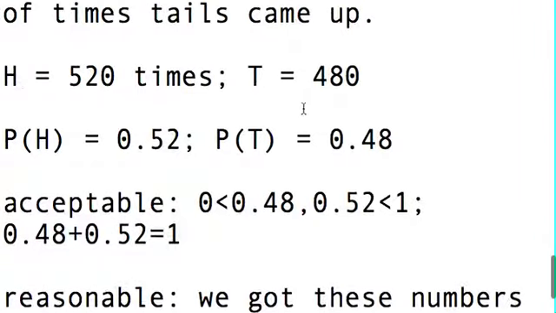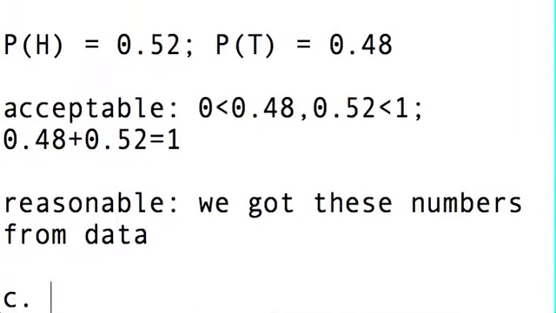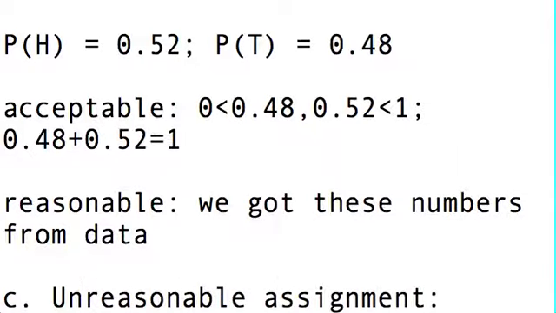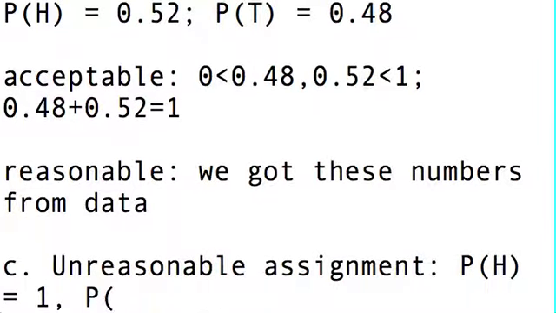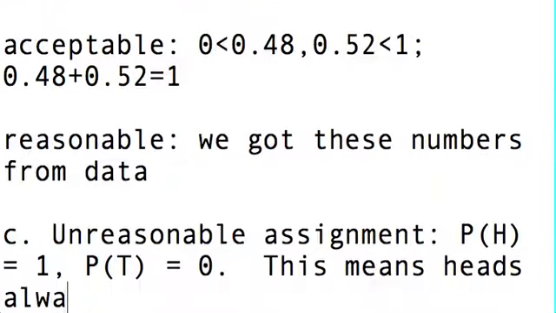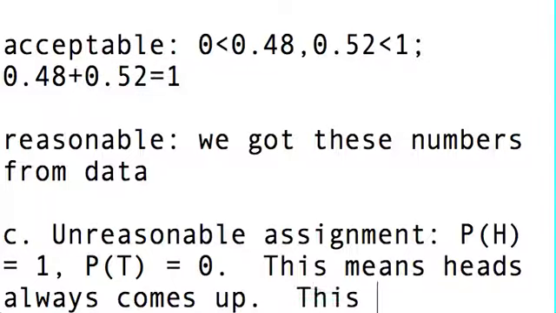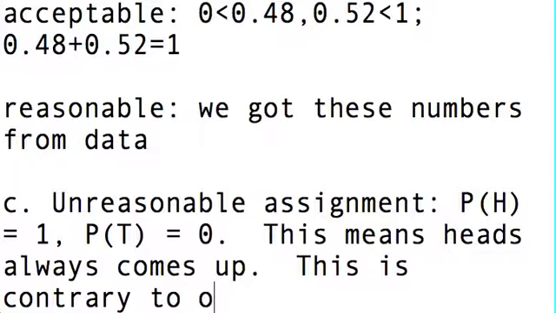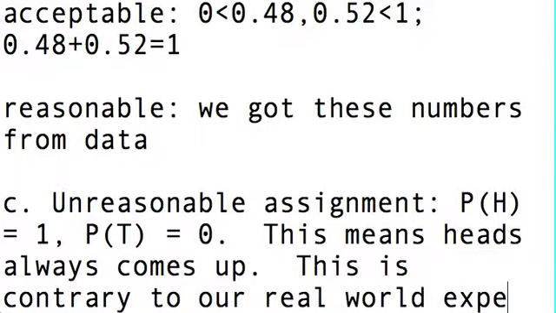What about an unreasonable assignment? P of H is 1, P of T is 0. This means heads always comes up. I don't know about you, but I've never had a coin where heads always comes up. I suppose there are some gag coins out there which have heads on both sides, so heads always comes up. But no, this doesn't make sense. This is contrary to our real-world experiences.